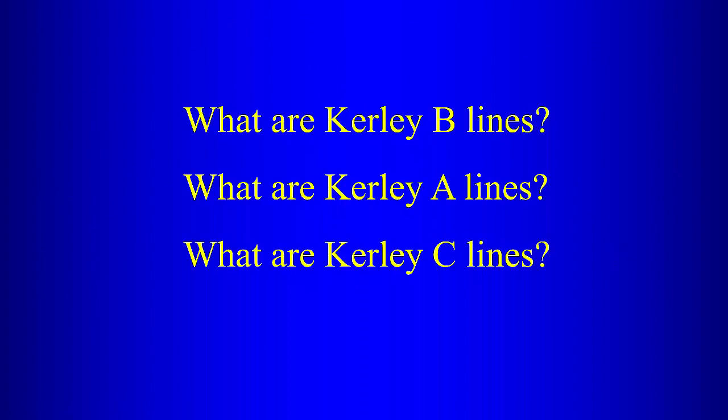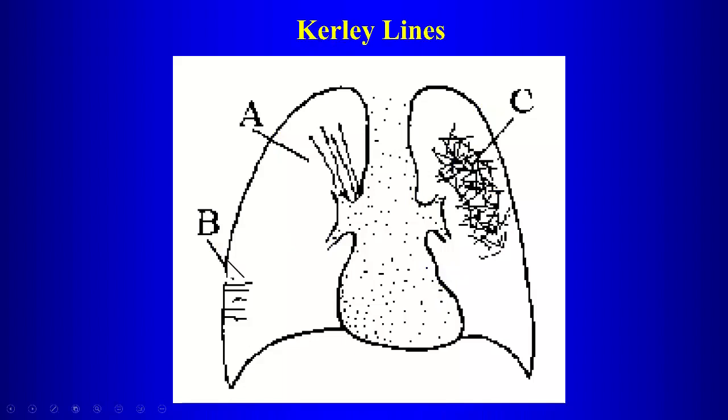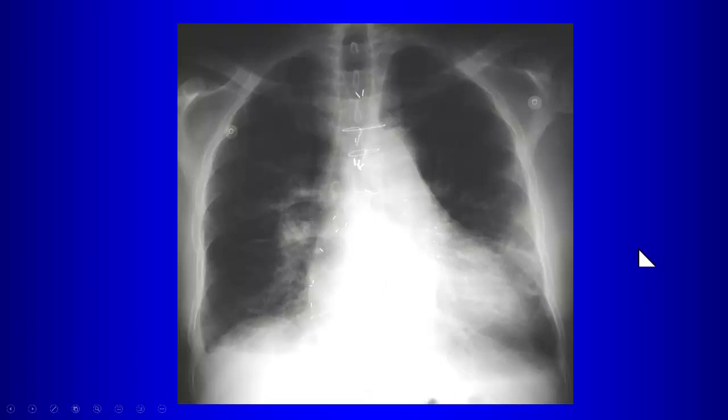Curly A lines, all of these are thickened interlobular septae. All curly lines are from thickened interlobular septae. Curly A lines are? They radiate out from the hila, and curly C lines, they're overlapping of curly A lines and curly B lines. So curly B lines occur in the periphery, curly A lines radiate out from the hila, and curly C lines, we have overlapping here of curly A lines and curly B lines.